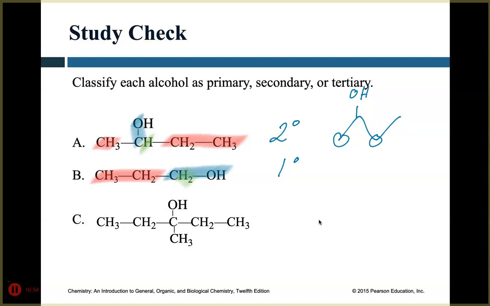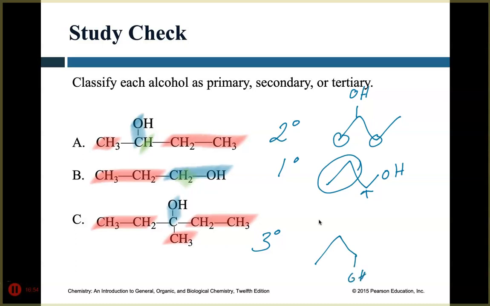If I draw this one out, we've got 1, 2, 3. Again, we can see that there's only 1 thing attached to that carbon that's attached to the oxygen of the alcohol. So we have primary. And then we take a look down here. We have 1, 2, 3 carbon groups attached to the carbon that's attached to the alcohol. There's our tertiary alcohol. If I were to draw that as a skeletal structure, I've got 1, 2, center carbon, oxygen, 1, 1, 2. Something like that. A little more complicated, but we can see the center carbon has 1, 2, 3 things attached to it, making it tertiary.